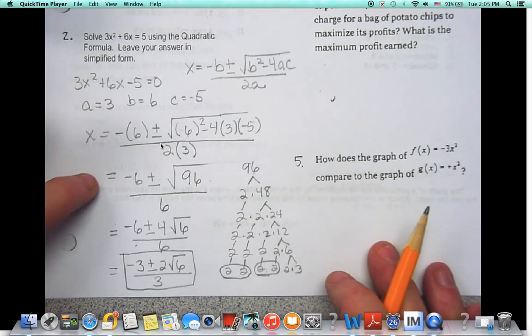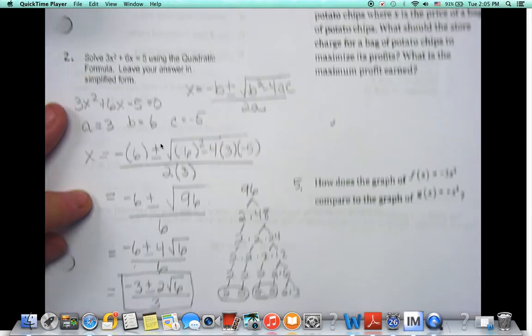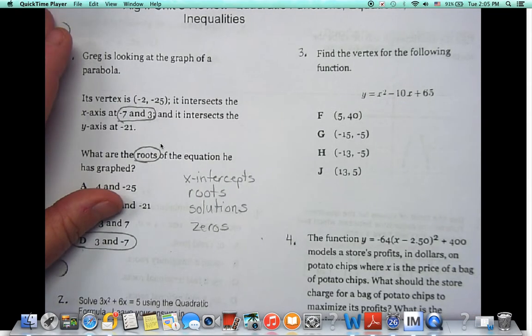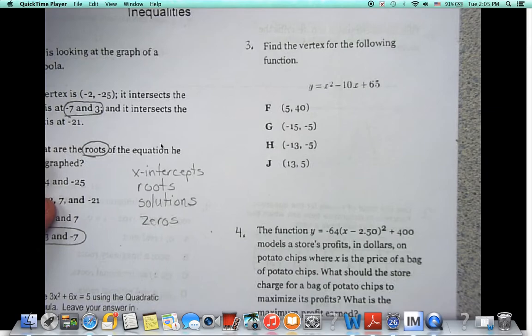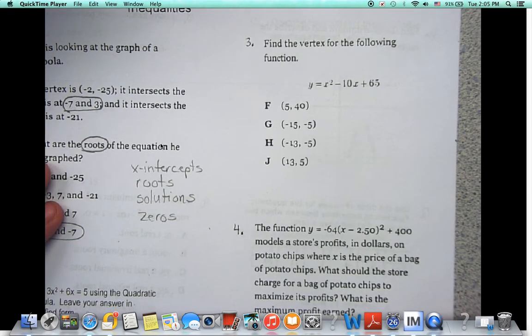Okay, so you're going to have one of these quadratic formula problems. How many questions are on the test? 15. It's not bad.